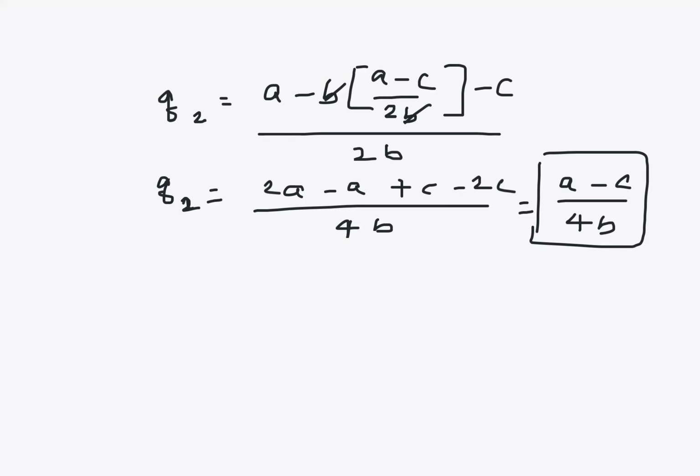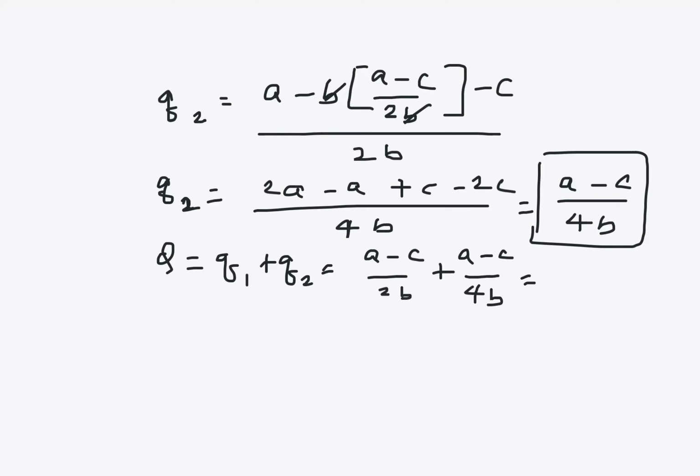Okay. Now, next we want to find out what price they would charge, right? For that, we first need the industry quantity. Industry quantity is the sum of the two firms' output, Q1 plus Q2. So that's (A minus C) over 2B by firm 1, and (A minus C) over 4B by firm 2. If you add them together, you are going to get 3 times (A minus C) over 4B. So this is the industry output, Q.